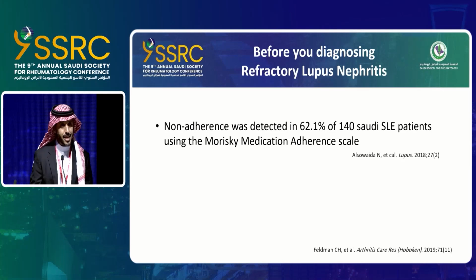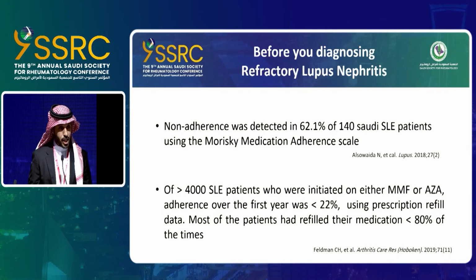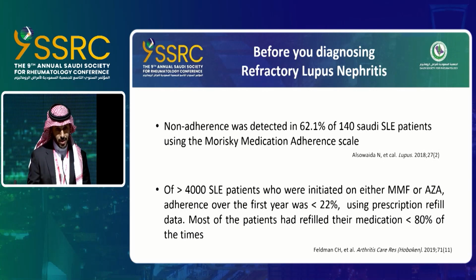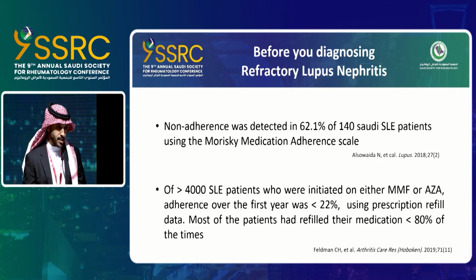Is it a major issue in lupus patients? Of course it is. In a study published in 2018 by Prof. Umair and Prof. Abdelkarim Sweda, they found that the rate of non-adherence can be as high as 62% in patients with SLE. In another study that included data of more than 4,000 patients, they found that non-adherence is quite common. The adherent patients were less than 22%. So we're talking about a major issue in the management of SLE, particularly lupus nephritis.